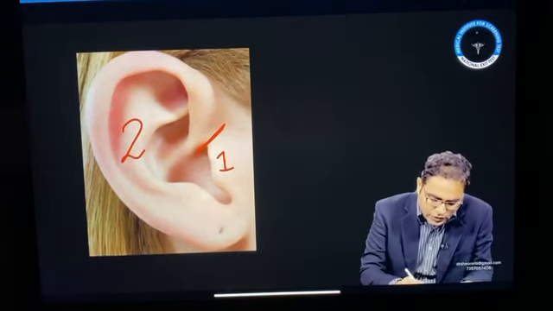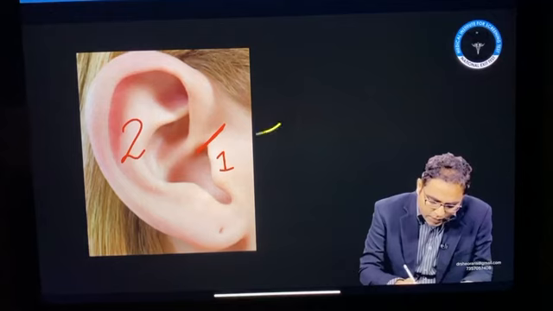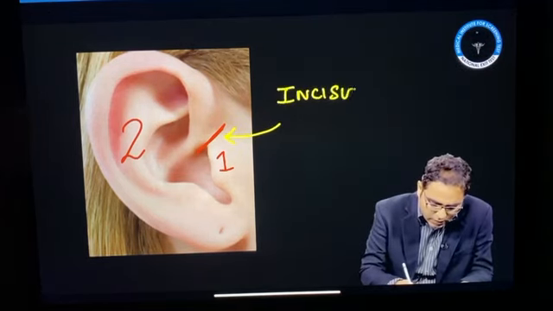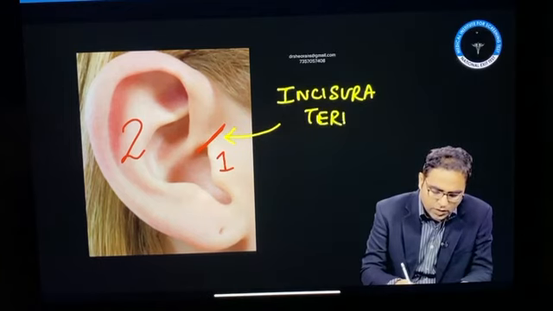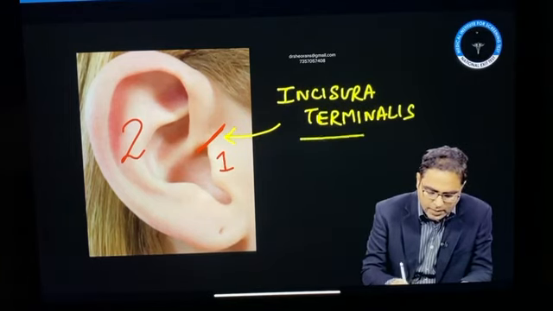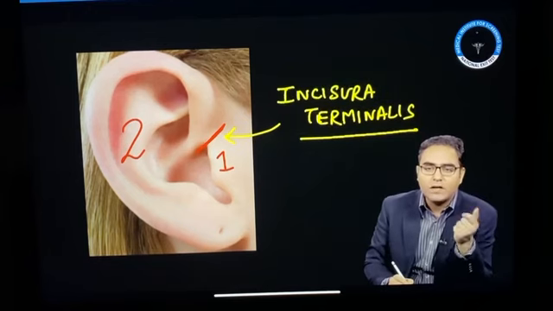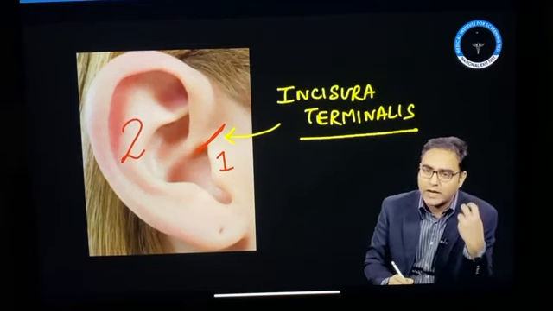This line is actually the line of union of first and second arch. This line is called incisura terminalis. What is the name? Incisura terminalis. It is the junction of first arch and second arch. So what is incisura terminalis? It is the junction of first arch and second arch.